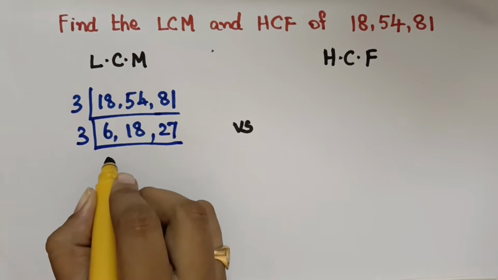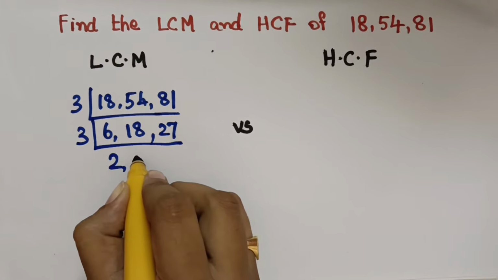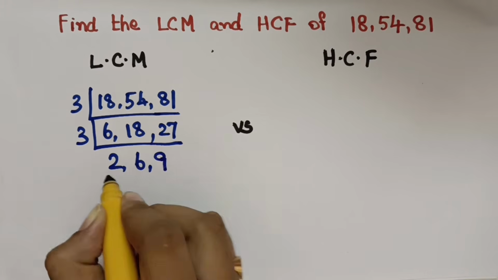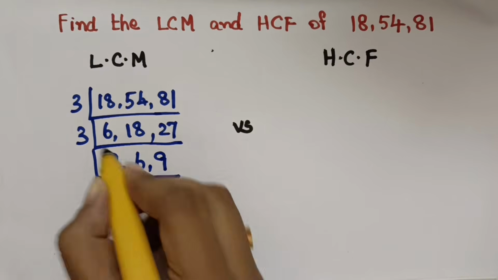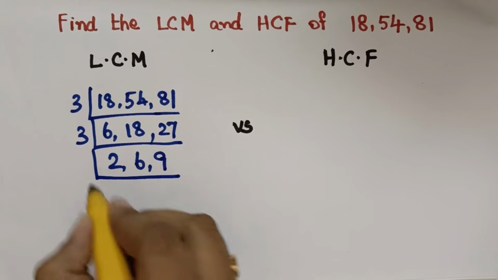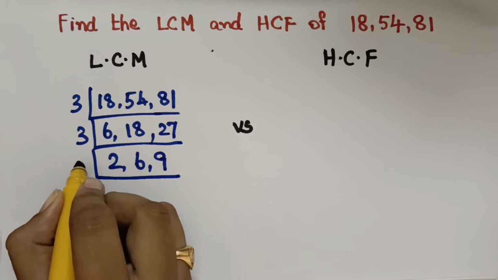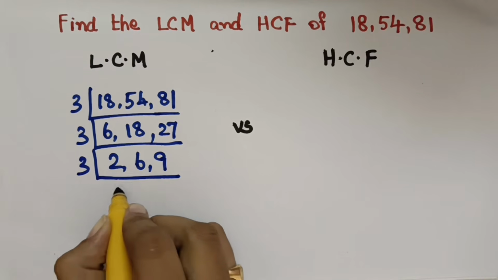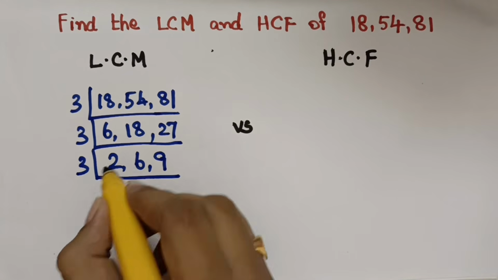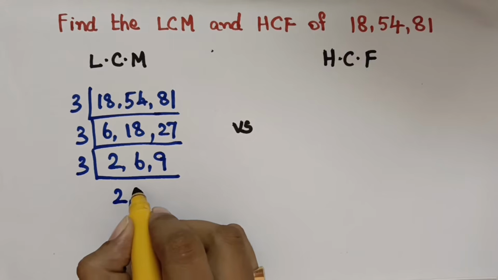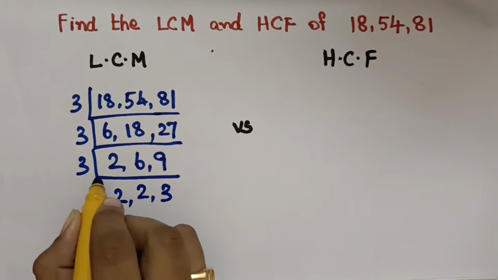Again, repeat the process. 2 3s are 6. 6 3s are 18 and 9 3s are 27. And repeat the process until all the numbers reach 1, 1, 1. Take 3 again. 2 is not divided by 3, so bring down the number as it is. 2 3s are 6. 3 3s are 9.